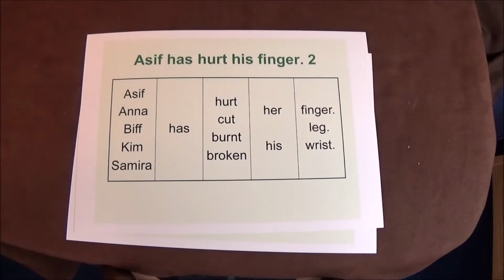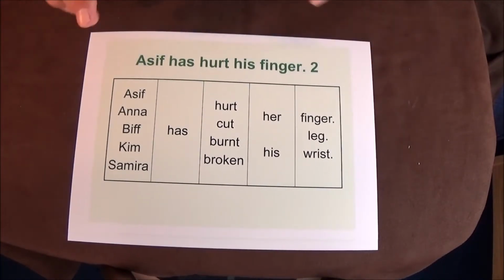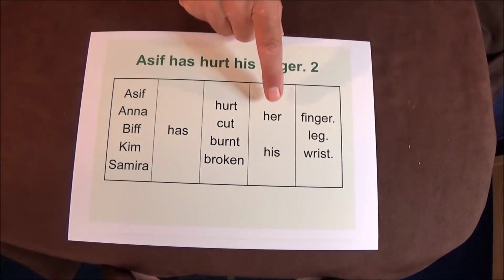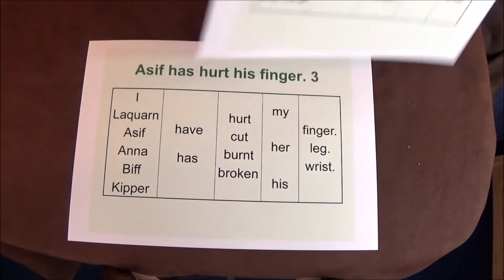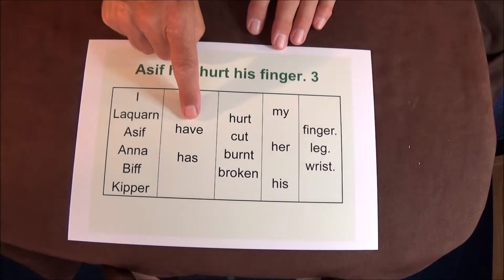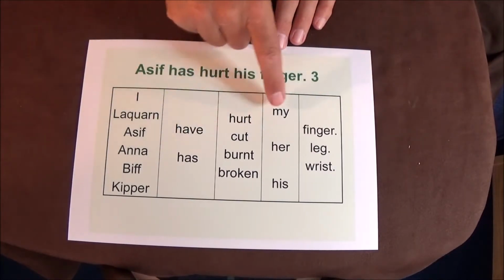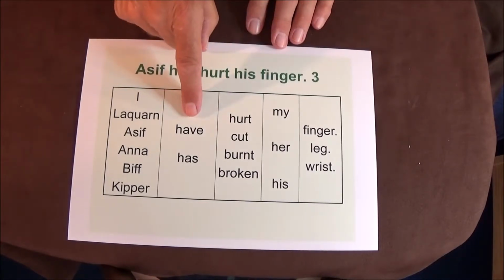But of course, some people put girls' names in the first column. As soon as you do that, you have to add the word her. As soon as you're forced to make a change in a substitution table, you know you've got an important teaching point. And what happens if you put I or they in it? Immediately you have to put have as well as has, of course as well as putting my. So that again is a very, very important teaching point, quite a difficult one.